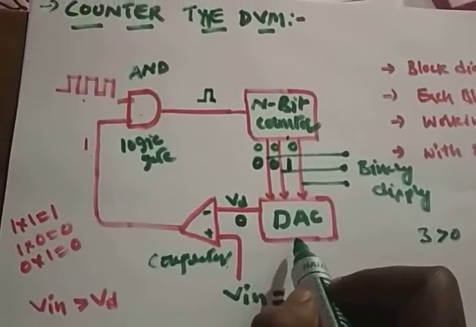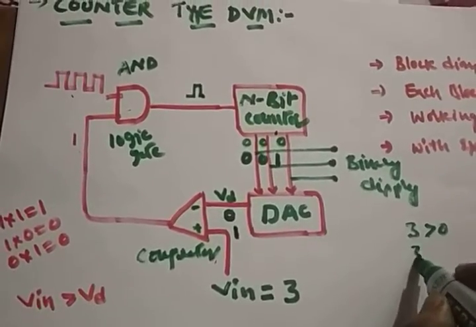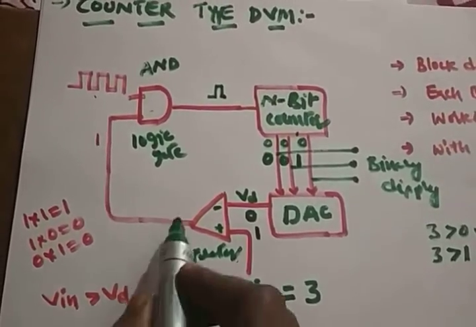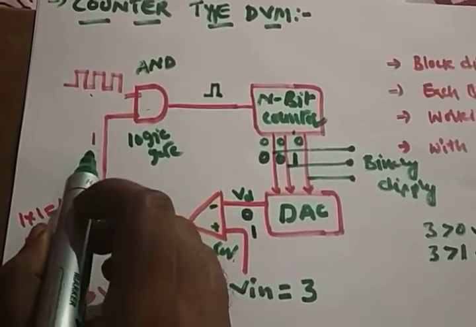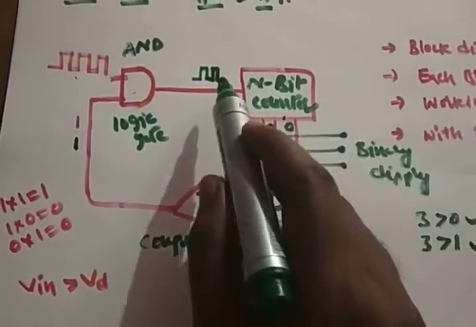So then the digital to analog converter will treat it as 1. Again 3 is greater than 1. Is it right? Yes, 3 is greater than 1. Again it will set 1. Both are high. It will generate another clock pulse. So then the counter will count how many clock pulses. There are 2 clock pulses.